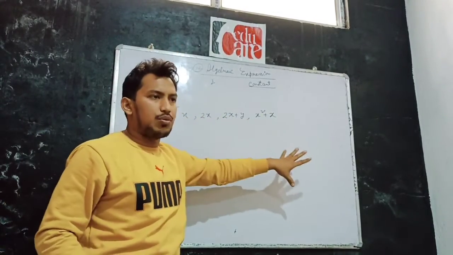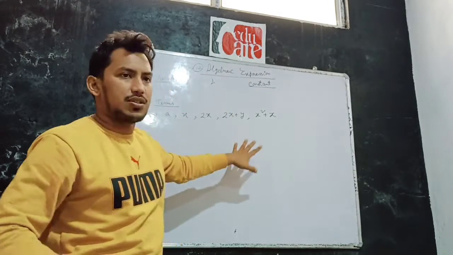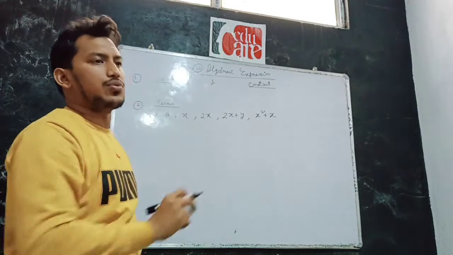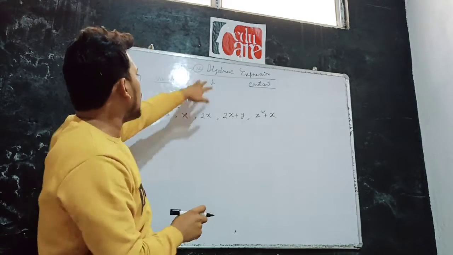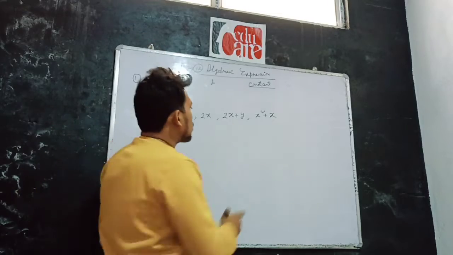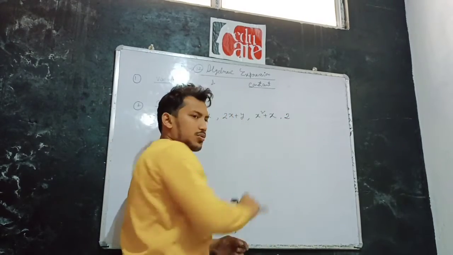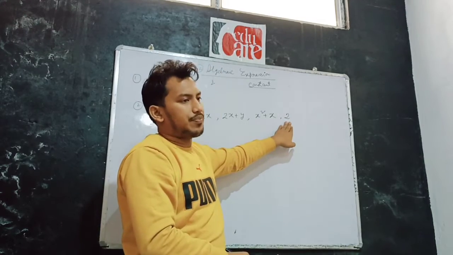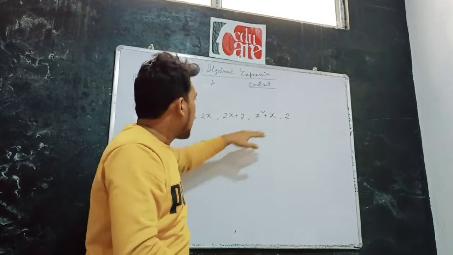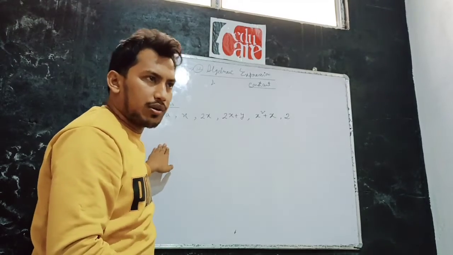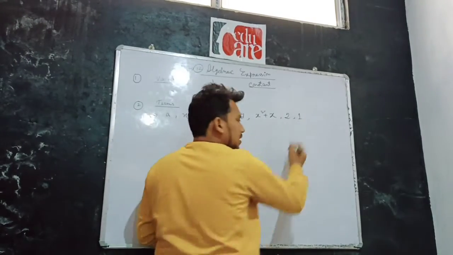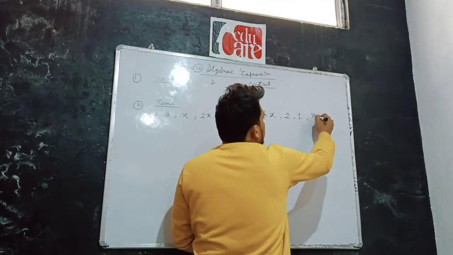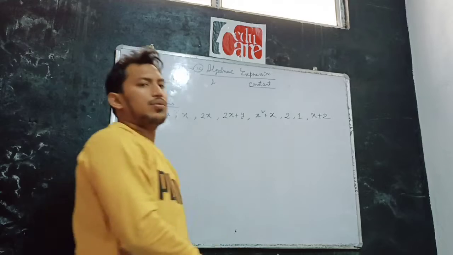There are so many terms which are represented in an algebraic expression. So these are used to represent any kind of values in a polynomial or algebraic expression. This may be a term also. 2 is a number, but it is also represented as a term. 1 may be a term also, right? x plus 2 is also a term.